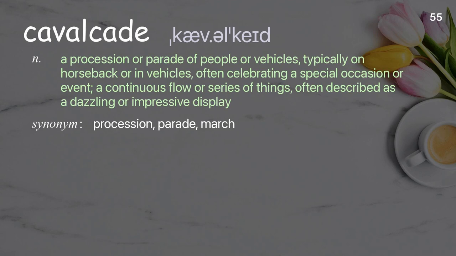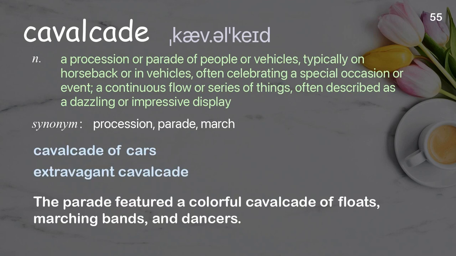Cavalcade. A procession or parade of people or vehicles, typically on horseback or in vehicles, often celebrating a special occasion or event. A continuous flow or series of things, often described as a dazzling or impressive display. Examples: cavalcade of cars, extravagant cavalcade. The parade featured a colorful cavalcade of floats, marching bands, and dancers.